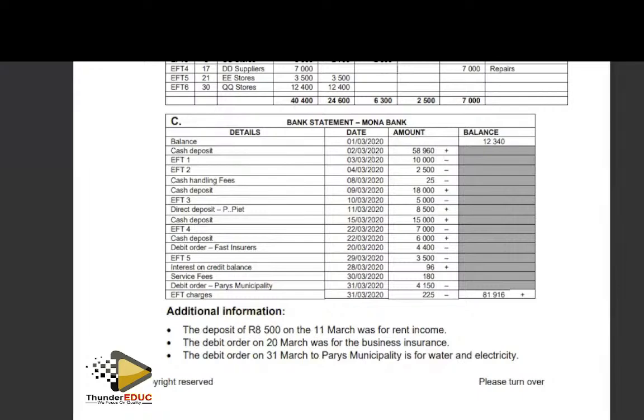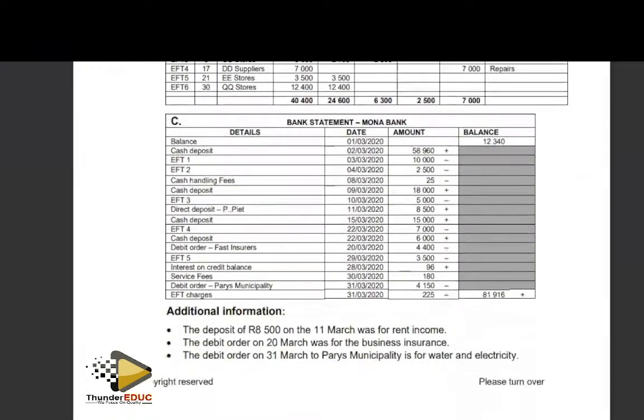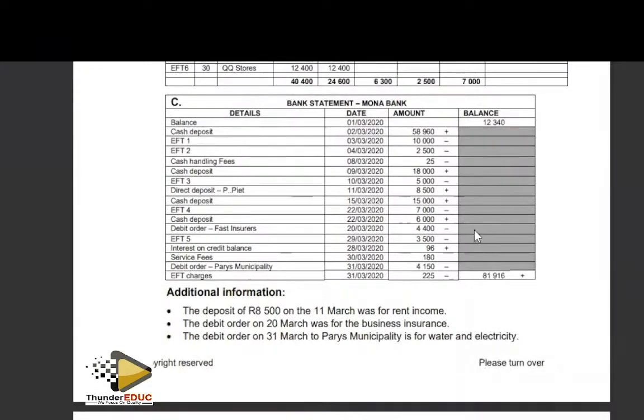Okay? You yourself, during the month, have been recording the cash receipts journal and the cash payments journal. Look at these days, for example, in the receipts journal the 1st, 7th, 14th, 21st, and 28th. Cash payments journal: the 1st, 2nd, 8th, 17th, 21st, and 30th. Now, you've been recording this. As you record, the bank is also recording on its statement. Okay? Now, at the end of the month, you receive this statement from the bank. Now, what do you do?